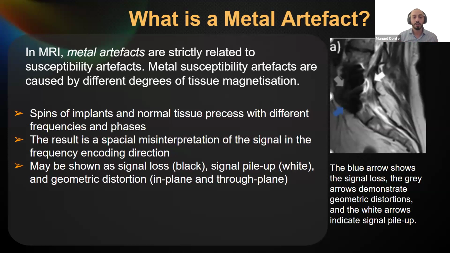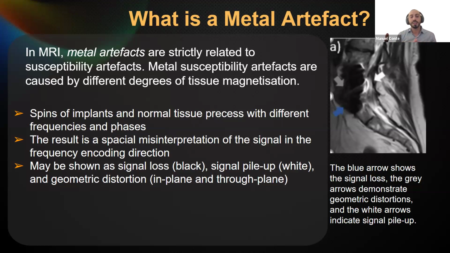I don't know if you are familiar with spins that are in phase or out of phase, but spins are in phase when the magnetic vectors are aligned, so they spin with the same phase. When they have different phases, the magnetic vectors are not aligned, so they spin in a different way. So what happens is that the resonance of these protons is shifted out of the bandwidth of the radio frequency pulse. And the result is a spatial misinterpretation of the signal in the frequency encoding direction.